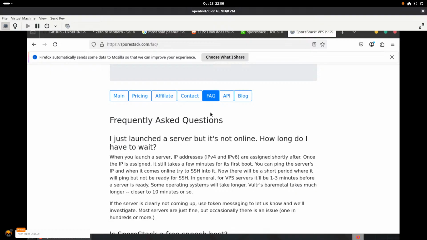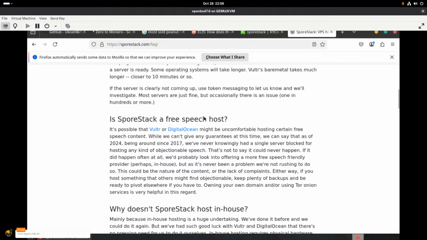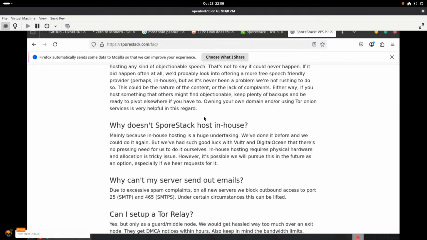I just launched a server, but it's not online. Is SporeStack free speech hosting? It's possible that Vultr and DigitalOcean might be uncomfortable hosting free speech content. Mainly because in-house hosting is a huge undertaking. We've done it before, and we could do it again, but we have such good luck with Vultr and DigitalOcean that there's no need for it. Okay.